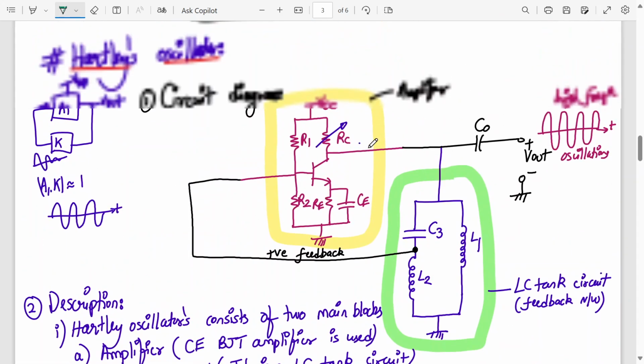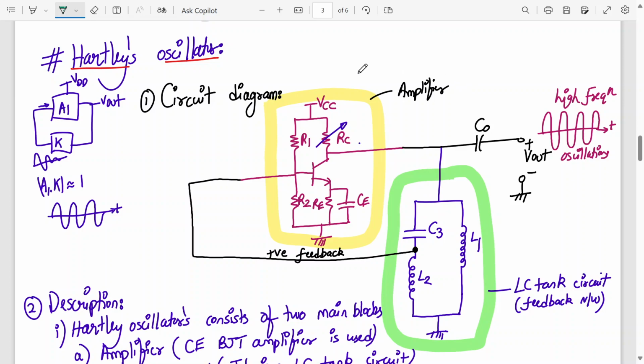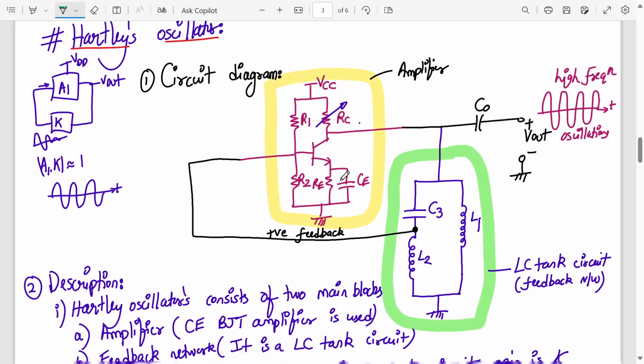The LC tank circuit provides a phase shift of 180 degrees. The amplifier provides a phase shift of 180 degrees. The gain of the amplifier is adjusted by adjusting the value of RC until the gain of the amplifier and the feedback network is greater than or equal to 1. Now the total phase shift around the loop is 360 degrees or 0 degrees, and we have positive feedback involved. So all the conditions of oscillations are met. Okay, now we'll go to the working.